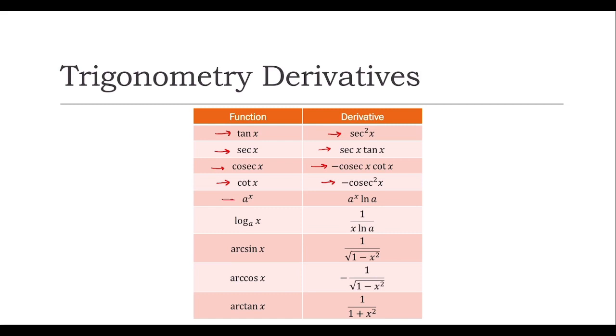The derivative of a to the x is a to the x ln of a. The derivative of log base a of x is 1 over x times the natural log of a. The derivative of arcsine of x is 1 over the square root of 1 minus x squared. The derivative of arccosine of x is negative 1 over the square root of 1 minus x squared. And the derivative of arctangent of x is 1 over 1 plus x squared.